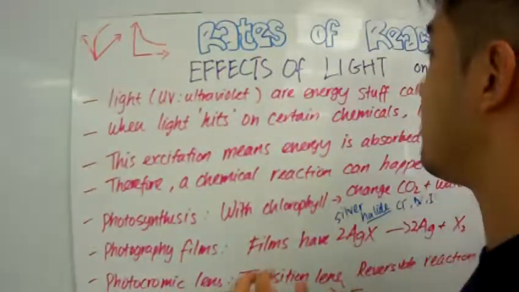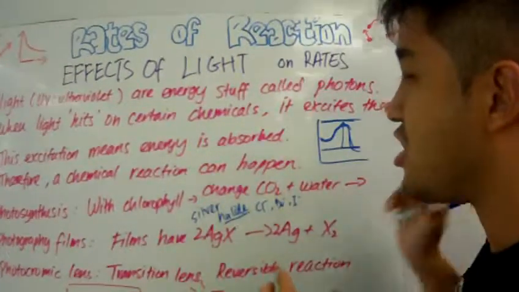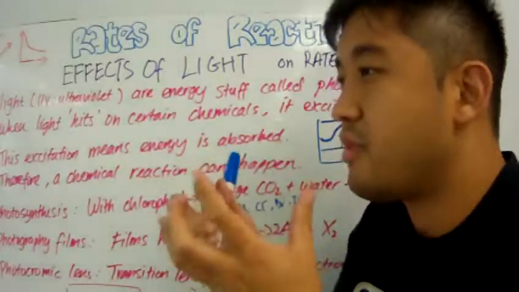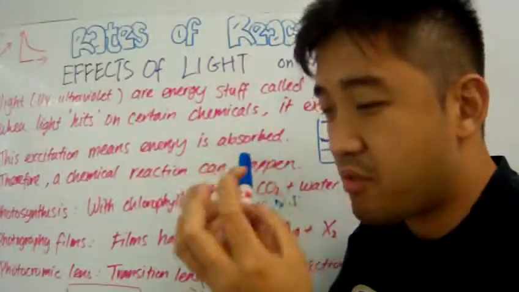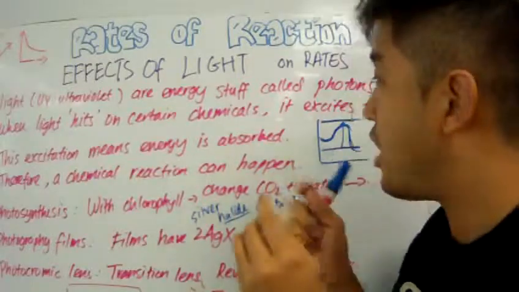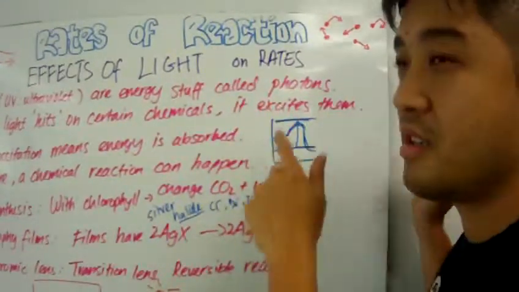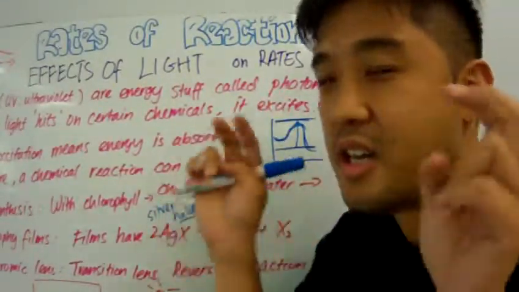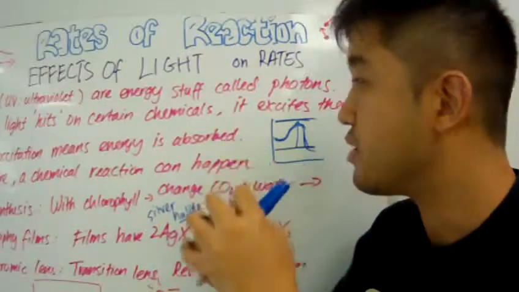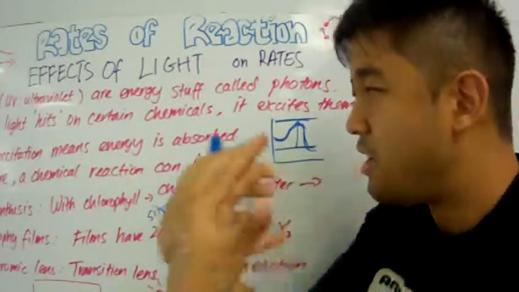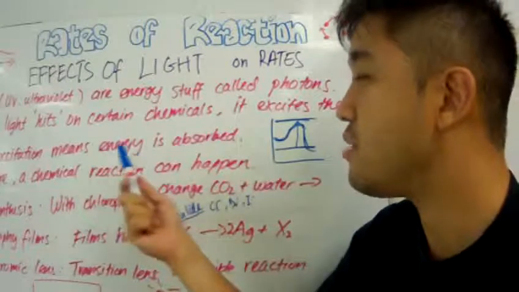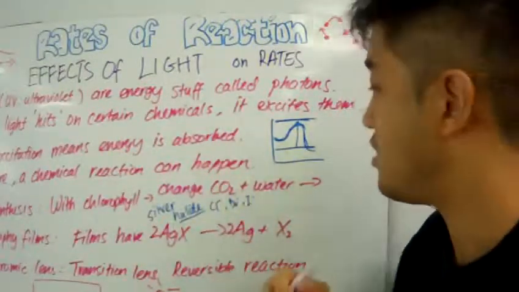Light is basically energy. It's made of energy packets called photons. When light hits certain chemicals, it excites them. It makes them energetic. This excitation means that energy is absorbed.